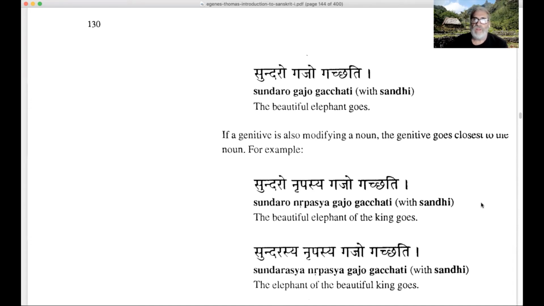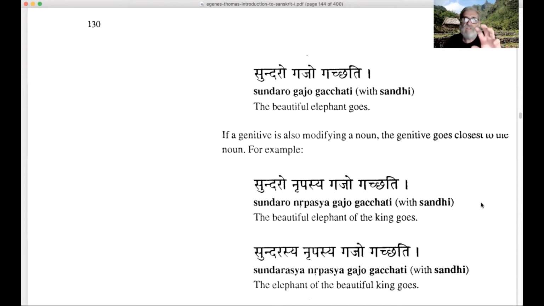The subject we're looking for is in the nominative case. There are two words here in the nominative case. When we break the sandhi of gajo and sundaro, they become sundaraha and gajaha. Both of them are singular nominative forms. Gajaha is an elephant. It's a masculine A-ending noun in the nominative singular. That is the noun. The noun, the elephant goes.